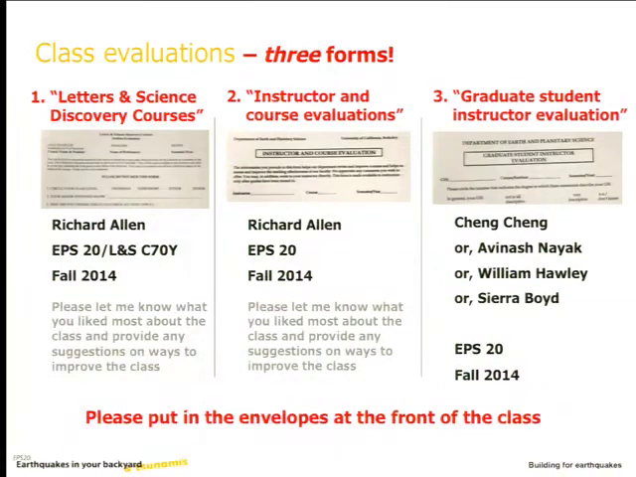The second form, which says in this boxed thing at the top, Instructor and Course Evaluation, that's an Earth and Planetary Science evaluation form, and that's for the class as a whole. And then the third one says with a box in it, Graduate Student Instruction Evaluation, and that's an evaluation of your GSI. Some of the questions on that form are not particularly relevant. In that case, just leave those ones blank, but the majority are relevant. So if you could answer those.